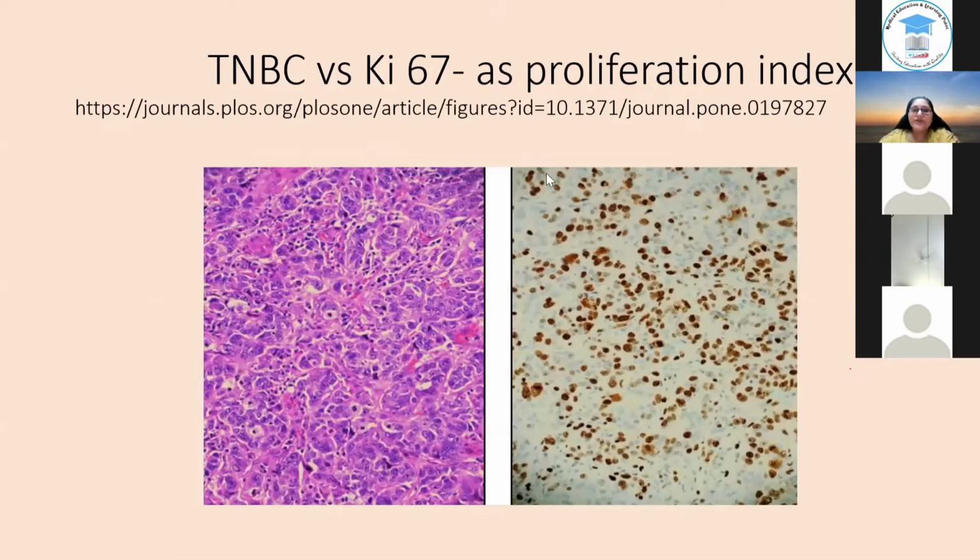You all must be knowing, when we talk about IHCs, whether it is ERPR, HER2-neu, CD44, AR, or anyone else, it is either negative or positive, 1+ or 2+. But in Ki67, there is nothing like negative or positive. Ki67, we always give in percentage, that is how many percent of cells are Ki67 positive.